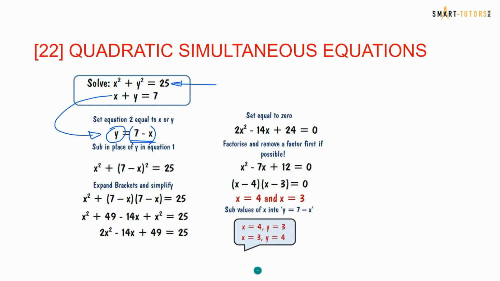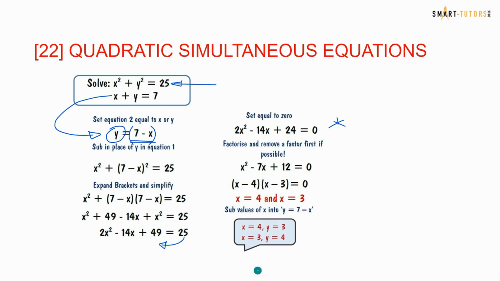So expand the brackets: x squared plus (7 minus x), (7 minus x). When you expand, 49 minus 14x plus x squared, then add them up: 2x squared minus 14x plus 49. Bring the 25 to this side, so it becomes one side. Then 2x squared minus 14x, 49 minus 25 is 24. Then that is equal to 0.